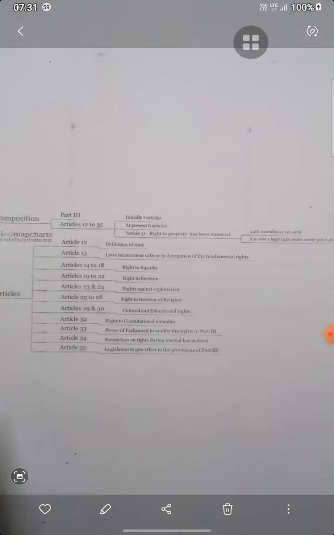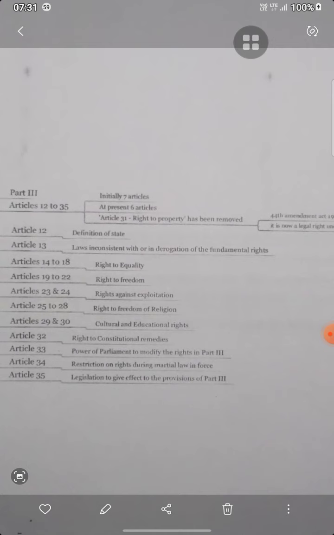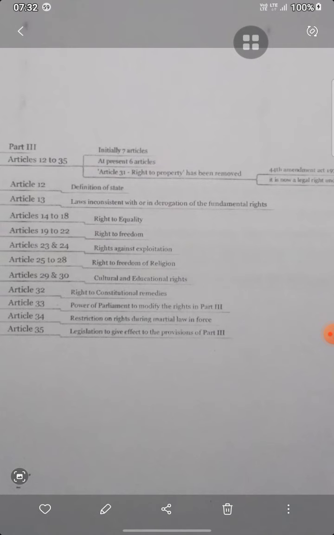Next is Part 3, Articles 12 to 35, which has seven initial articles, and the 6th article is there. Article 31, right to property, has been removed by the 44th Amendment and added as a legal right. Article 12 is the definition of state, and law inconsistent with or in derogation of fundamental rights. Right to equality is Articles 14 to 18, and freedom is 19 to 22.